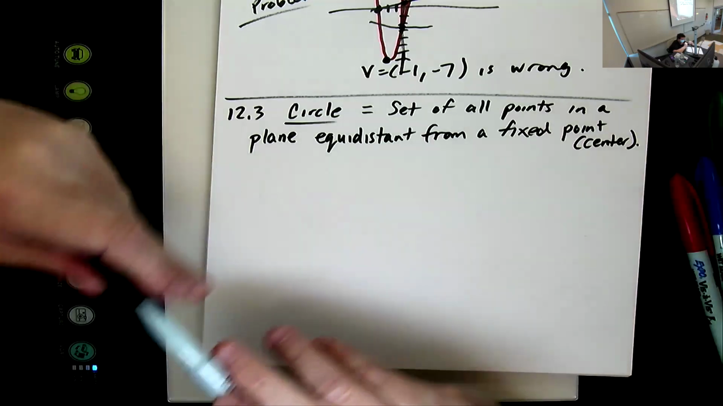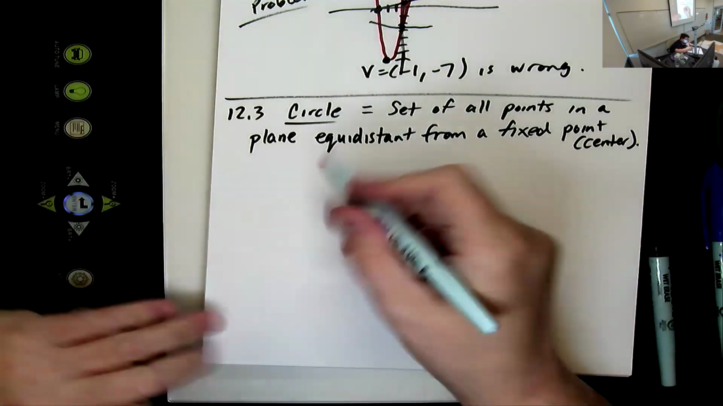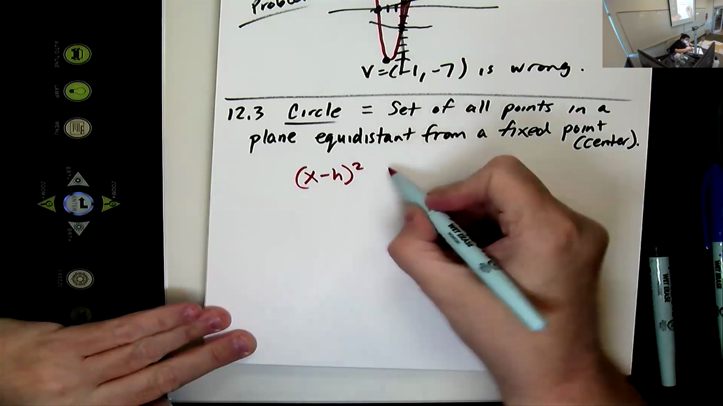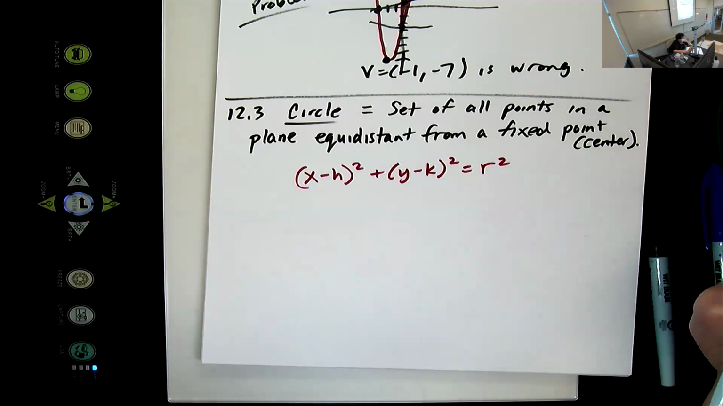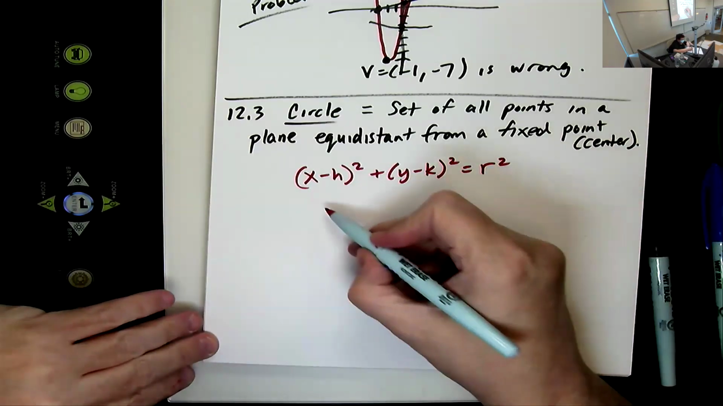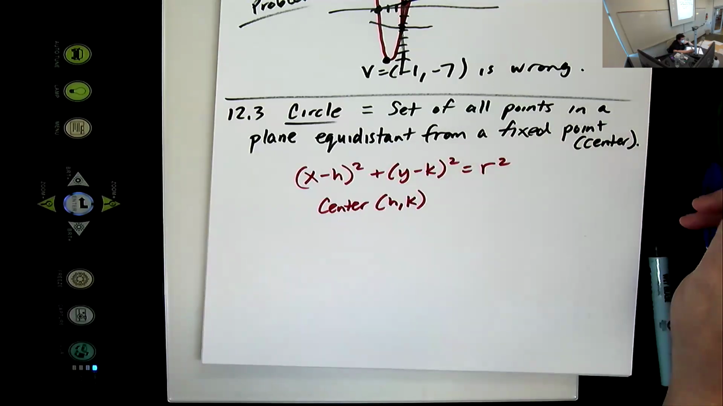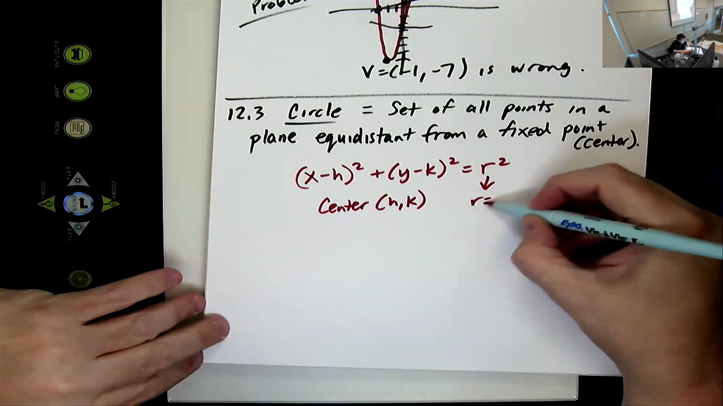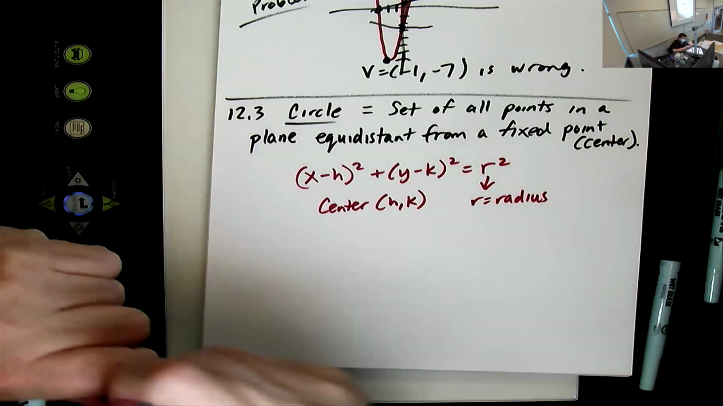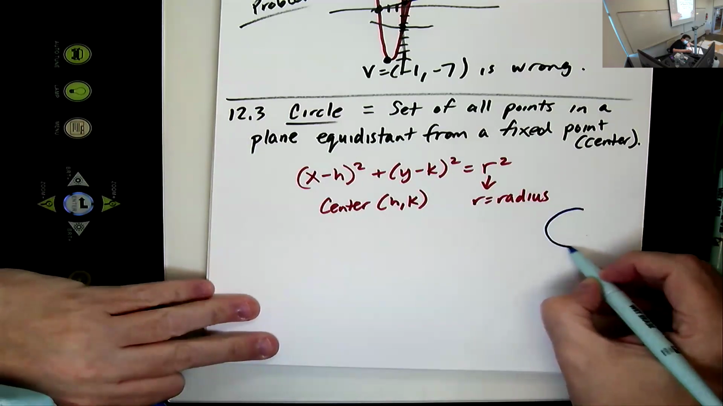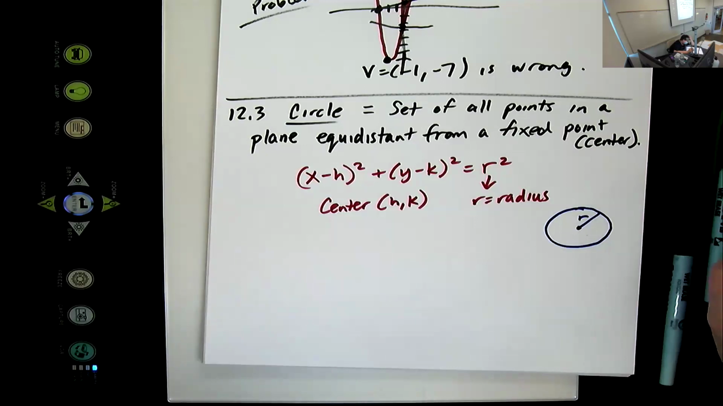And the equation for a circle: x minus h squared plus y minus k squared equals r squared. Here, it's not the vertex, the center is (h, k). And r is for radius, the distance from the center to a point on the curve.